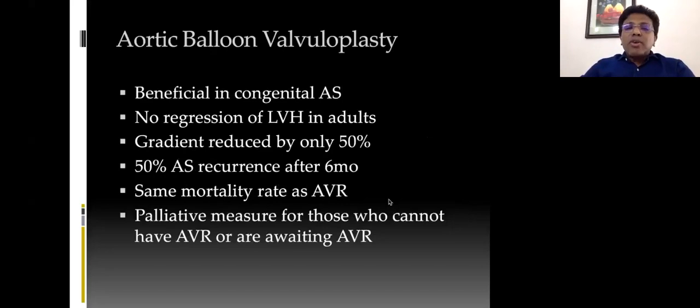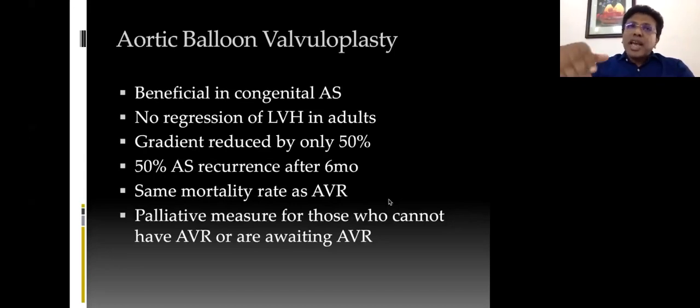A word about aortic balloon valvuloplasty: it is beneficial in congenital aortic stenosis. Compared to adults, there is significant regression of LVH. The gradients can be reduced. In some of the children with aortic stenosis, the gradients can recur, especially in 20% of cases in the following 10 years.